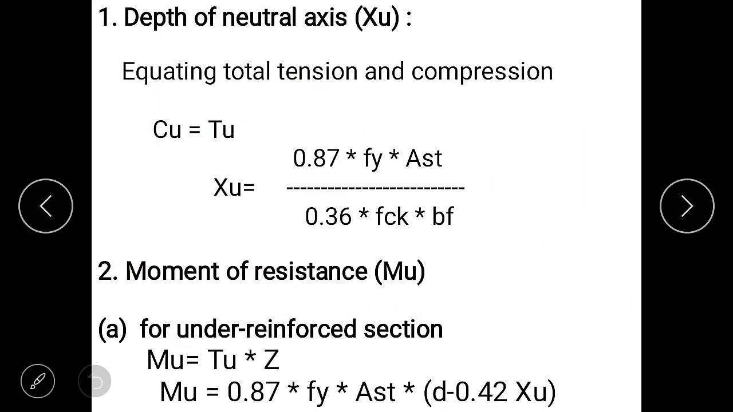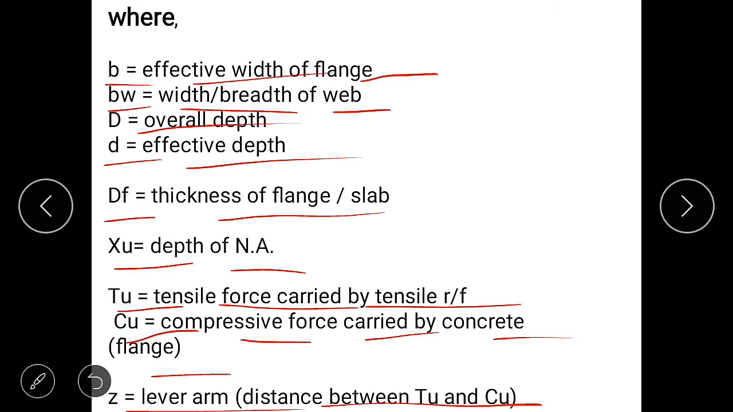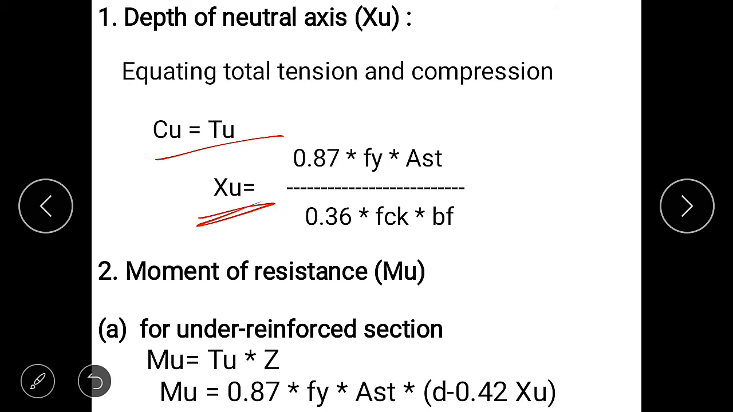Okay, now for this first case we have to calculate the depth of neutral axis. For the first case, the formula to calculate depth of neutral axis is Cu equals Tu. What does Cu mean and what does Tu mean? Cu is the compressive force carried by concrete, and Tu is the tensile force carried by the tensile reinforcement. So Cu is equal to Tu.